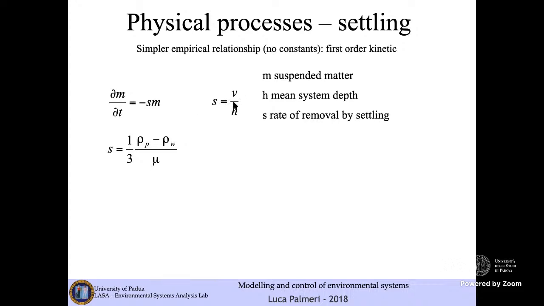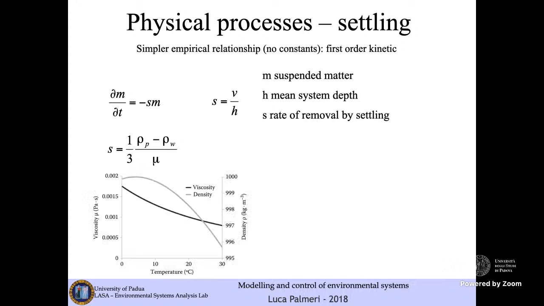By employing the relationship with Stokes' law as we have just introduced, we may rewrite that the rate of removal by settling is equal to the difference in density of the particles and water divided by the viscosity. In particular, this is a graph showing you the relationship between the viscosity, the density and the temperature. The black line refers to viscosity, which is always decreasing. The gray line refers to density, and as you know, the highest value of density is at 4 Celsius degrees. And then after these 4 Celsius degrees, both viscosity and density tend to decrease.